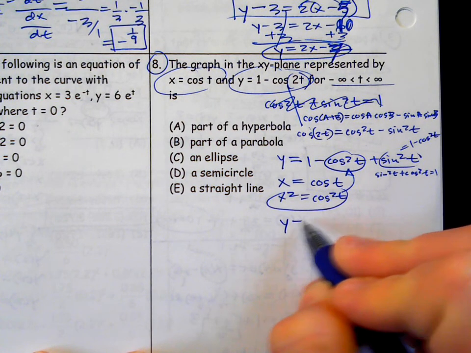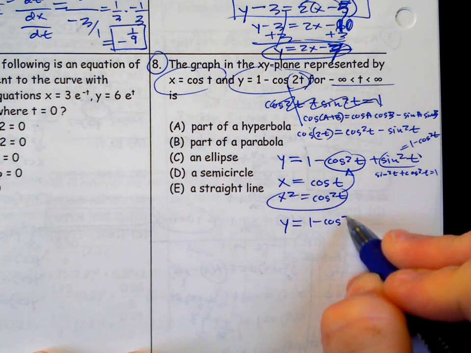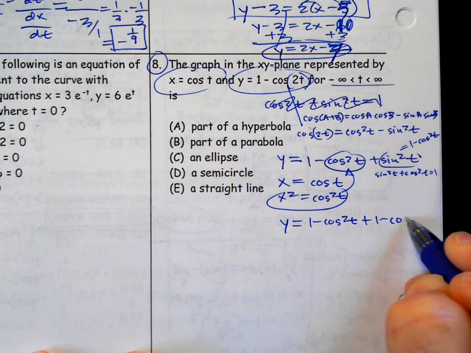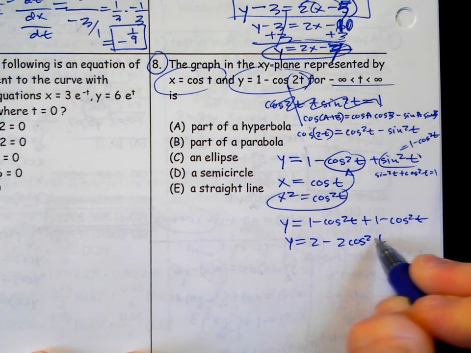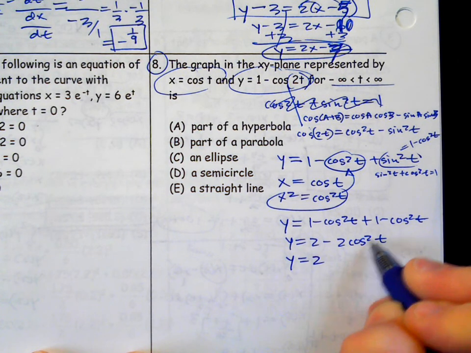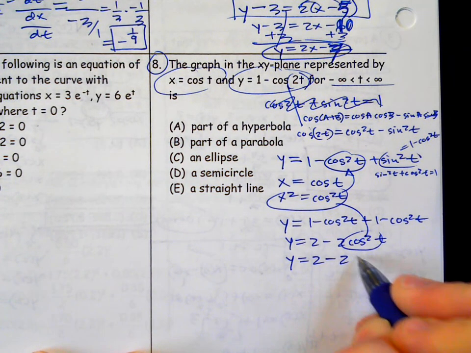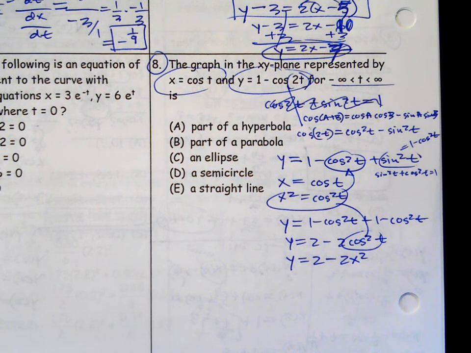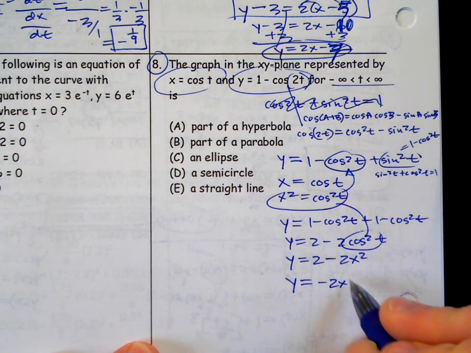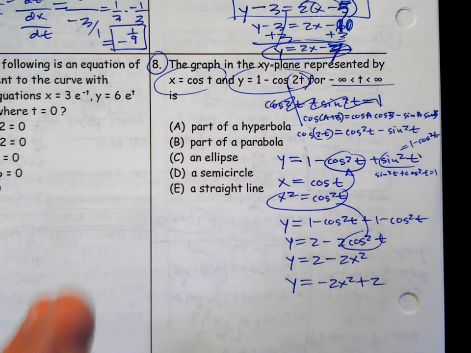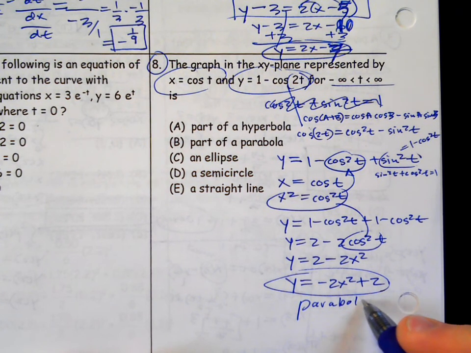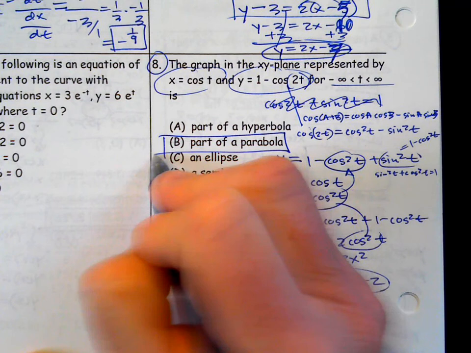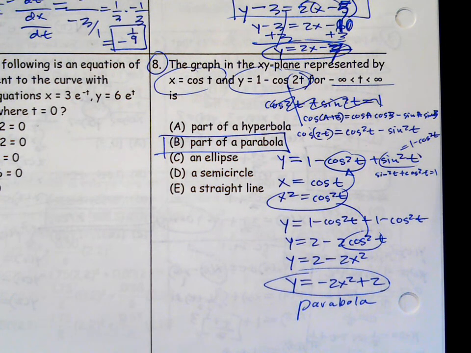So y we could write even better as 1 minus cosine squared t plus 1 minus cosine squared t, so y equals 2 minus 2 cosine squared t. And then we could replace cosine squared with x squared. Now that we've gotten it into its Cartesian equation, what kind of shape is that? Well, that's a parabola, right? An upside down parabola. Anyways, we did some of those. I don't think you're going to see anything like that on the AP test, but why not try a couple?